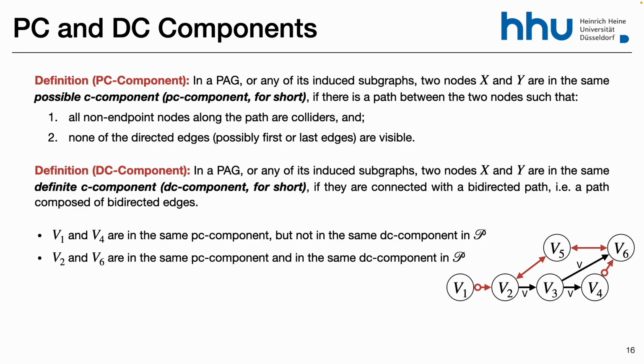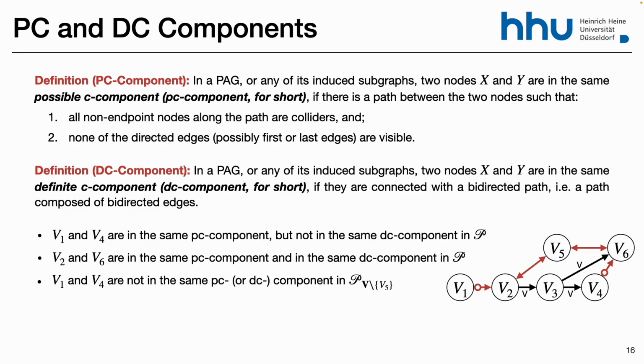I should make a question here, but let's just go together. So V2 and V6, so that is this path, right, in red. And I'm asking if they are in the same PC component or the C component, and because of the arrowhead in the first and in the last variable, this is a definite C component. And if it's DC, it also automatically implies PC. Yeah, yeah.